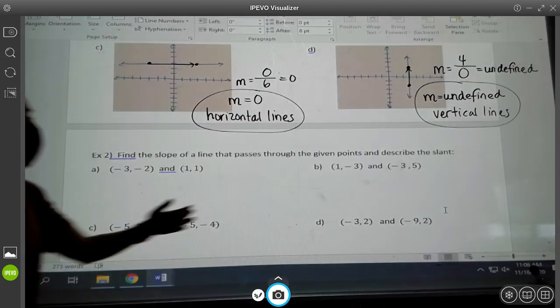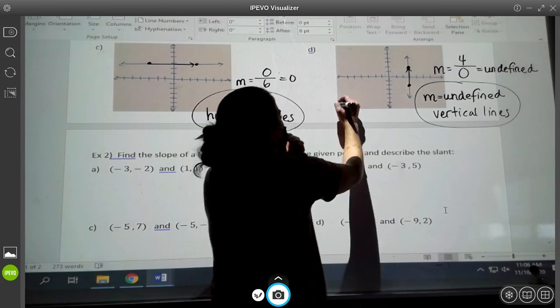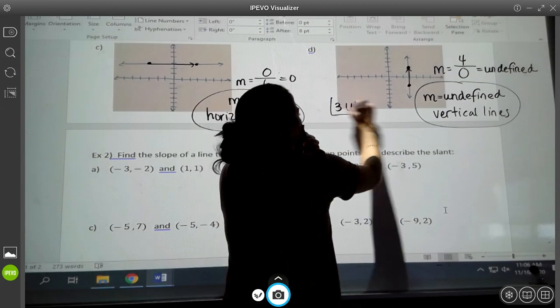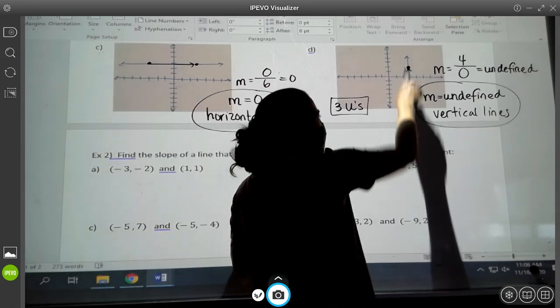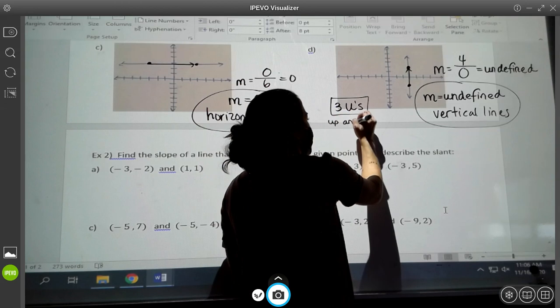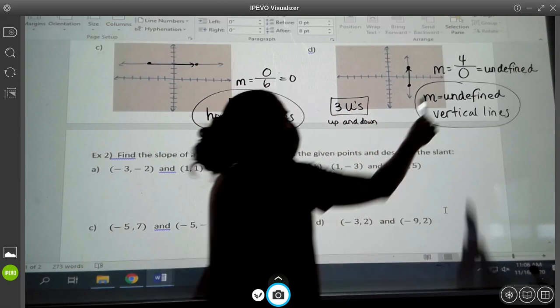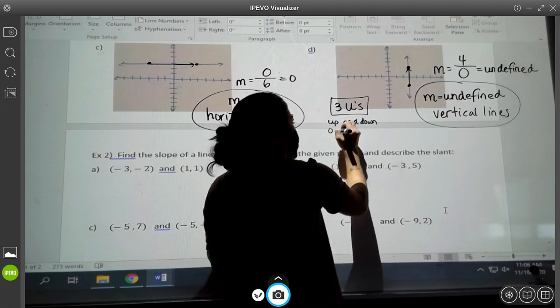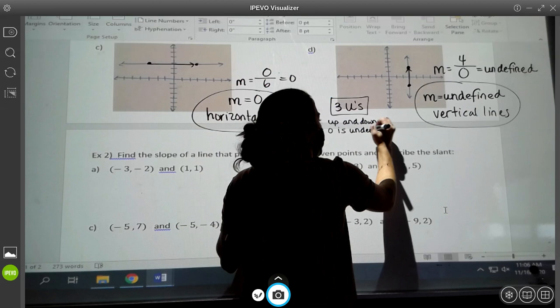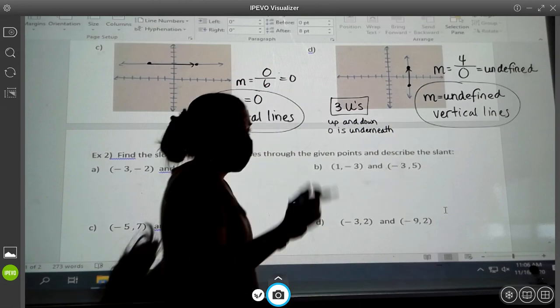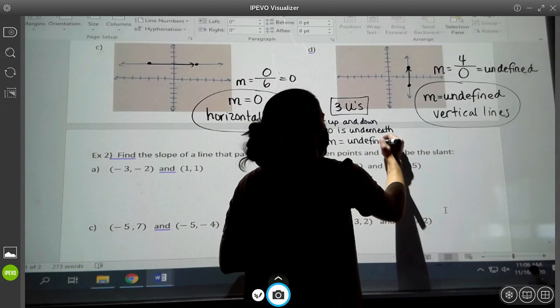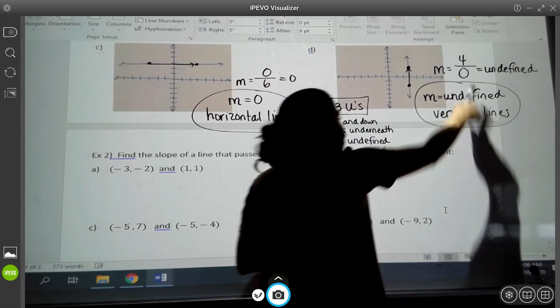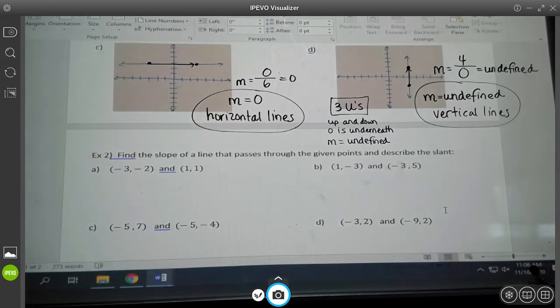Now, the way I remember that the vertical are the undefined ones is by my 3 U's. My 3 U's help you remember this. When the line goes up and down, the 0 will be underneath the fraction, and therefore the slope is undefined. All right, so up and down, underneath, undefined. Your 3 U's. That's how I always remember that it's the vertical ones. If it's up and down, it's an undefined slope.